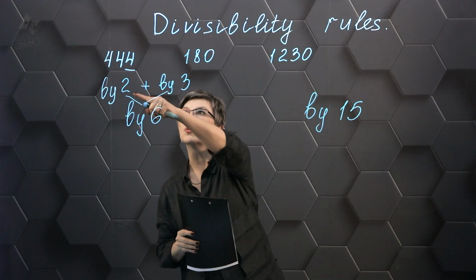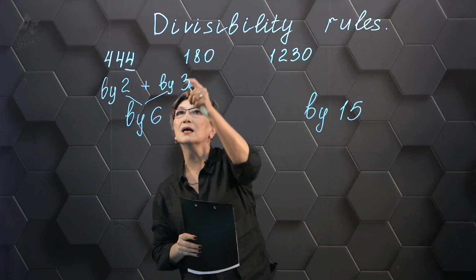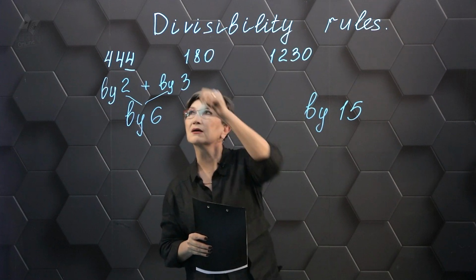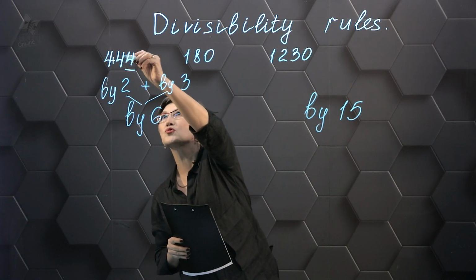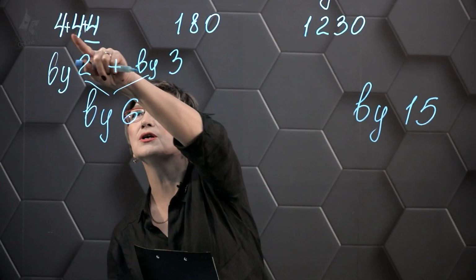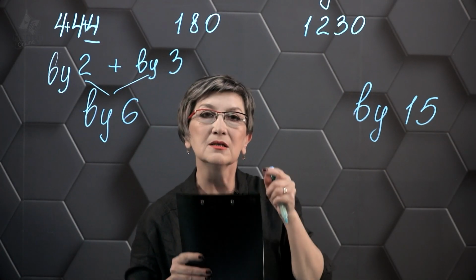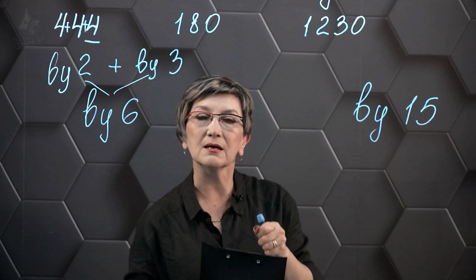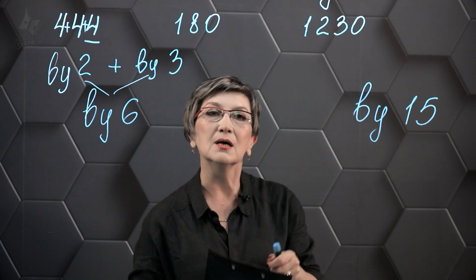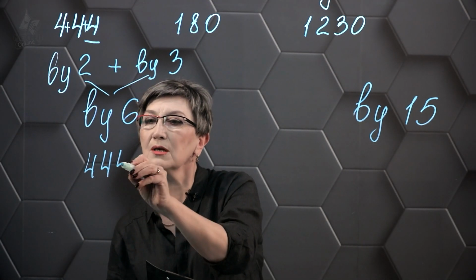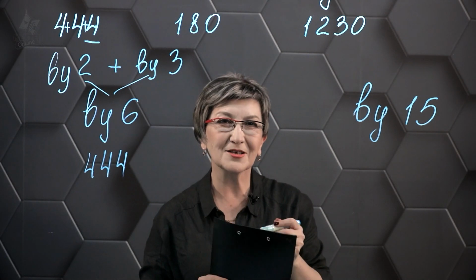444 can be divided by 2, and now we check whether it can be divided by 3. To do this, we will find the sum of the digits. 4 plus 4 plus 4 is 12. Can 12 be divided by 3? Yes, it can. Then the number 444 can be divided by 6.